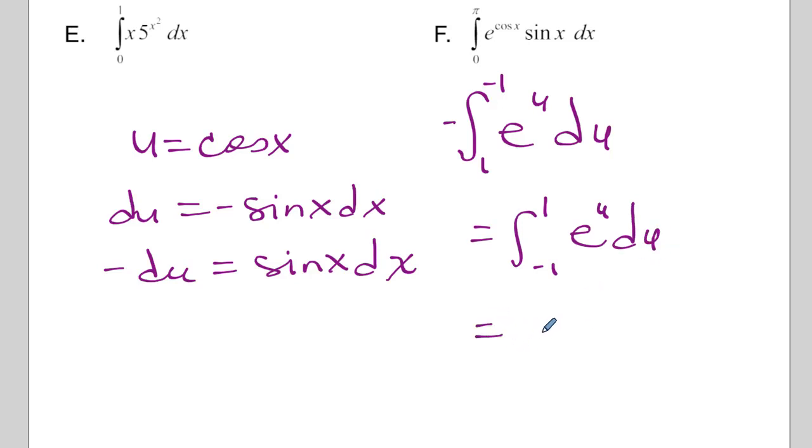And so we get e to the u. We're going to evaluate that from negative 1 to 1. So that gives us e to the 1 minus one over e.